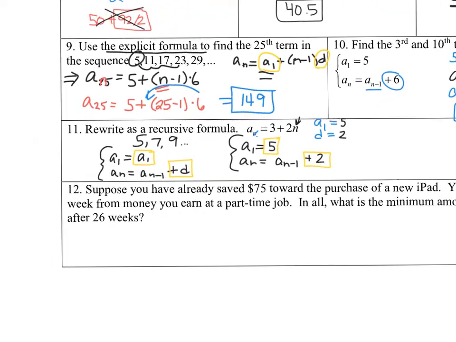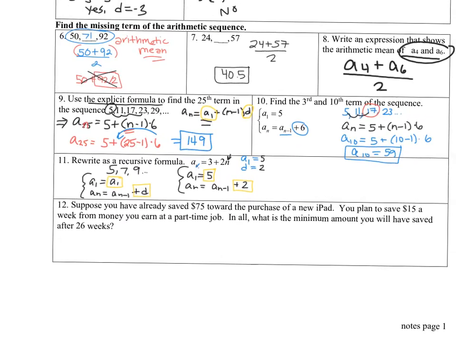All right, number 12. Suppose you have already saved $75 toward a purchase of a new iPad. You plan to save $15 a week from money you earn at a part-time job. In all, what is the minimum amount you will have saved after 26 weeks? So how much money have you saved after 26 weeks? Because we're adding 15 each time, that's going to be an arithmetic sequence.